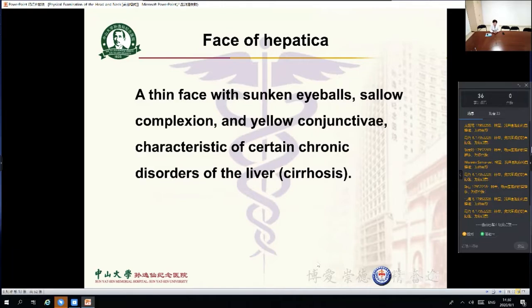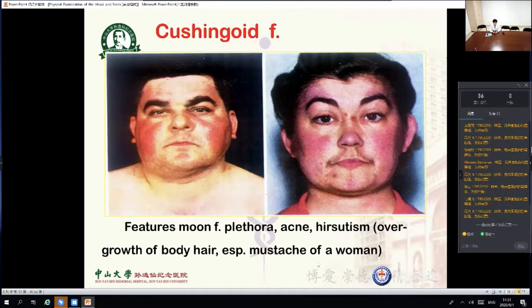Also, the face of hepatica, 肝病面容, is a thin face with sunken eyeballs, shallow complexion, and yellow conjunctiva, characteristic of a certain chronic disorder of the liver, especially liver cirrhosis. So this kind of patients will show a dark color, dark brown color of the skin in the faces.